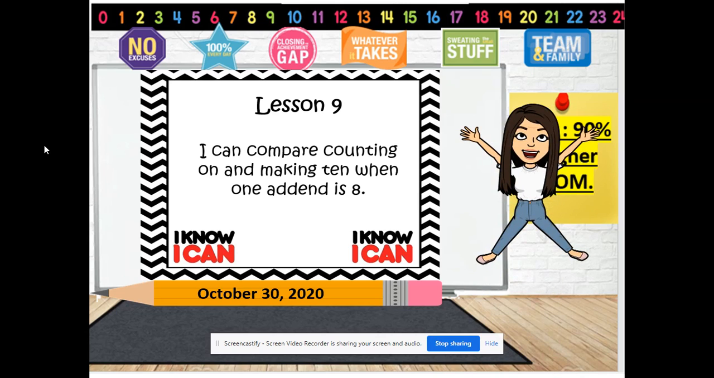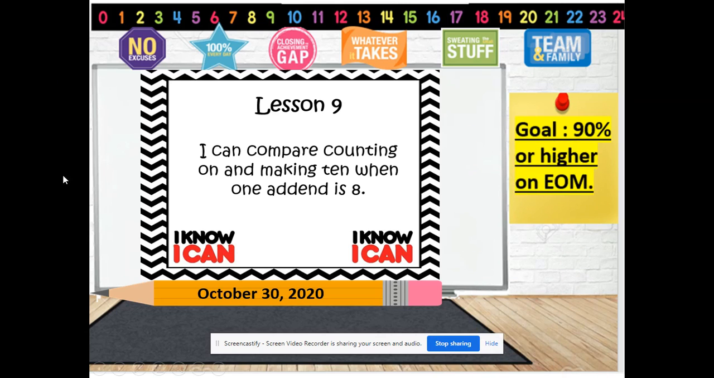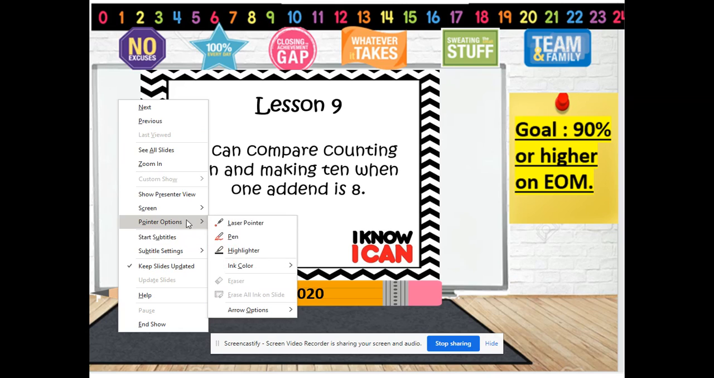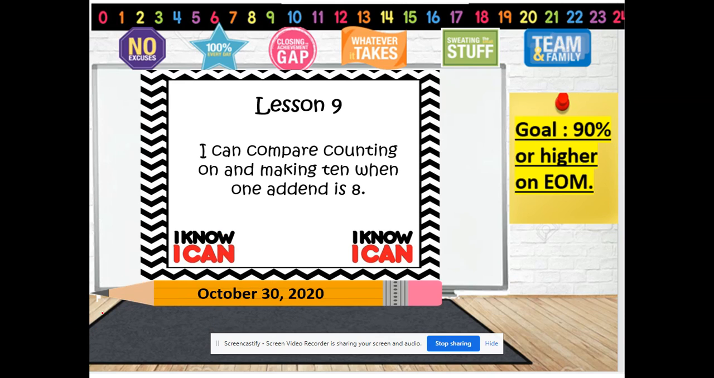It's Eureka time. Today we're going to be doing lesson 9, and it just says that I can compare counting on and making 10 when one addend is 8. Let's go ahead and look at our key points.